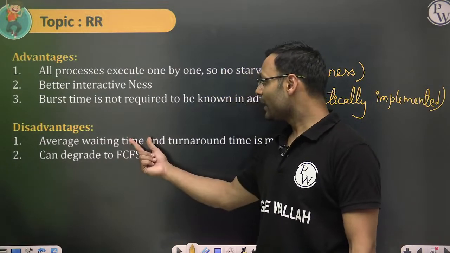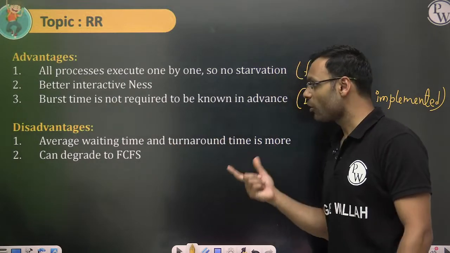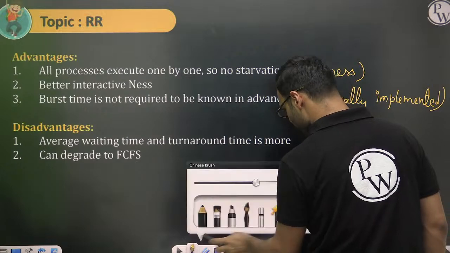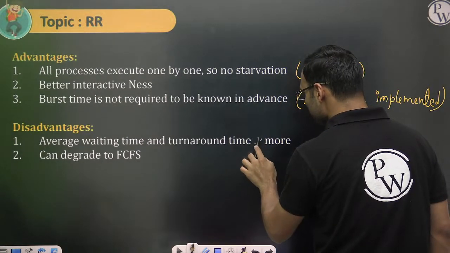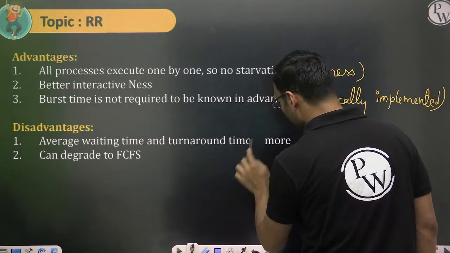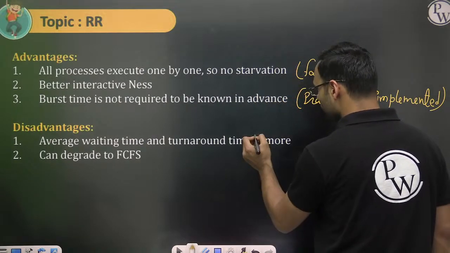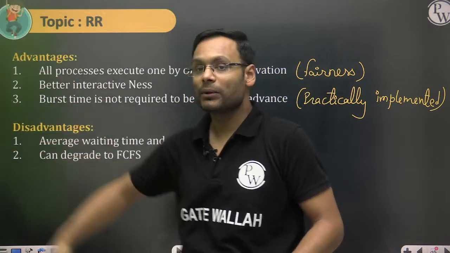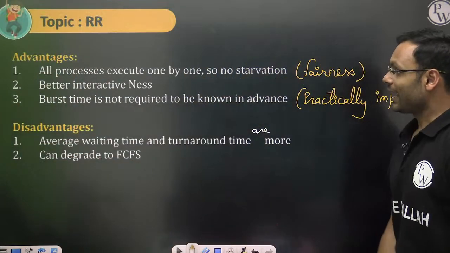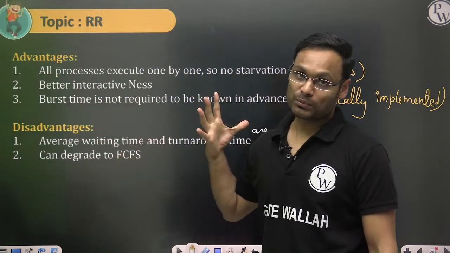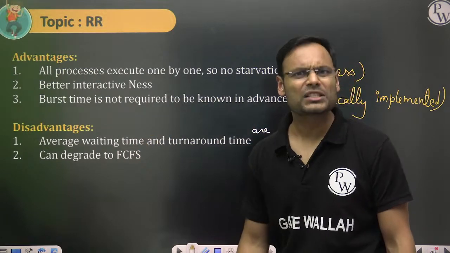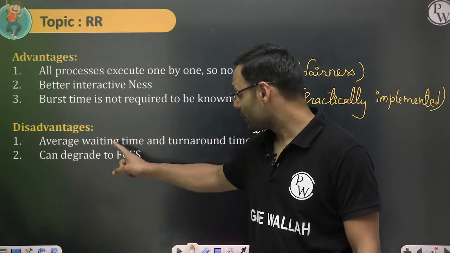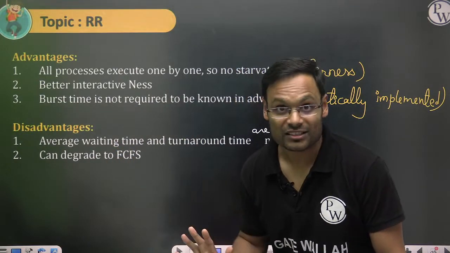Disadvantage. The disadvantage is that waiting time and turnaround time of processes are more. So what happens exactly? This waiting time and turnaround time increases. Why? Just because processes keep running till the last. That's why. It can also degrade to FCFS if the quantum is bigger. These are the two disadvantages, but we don't choose the quantum very big. That's why this particular disadvantage will not be there in our system.